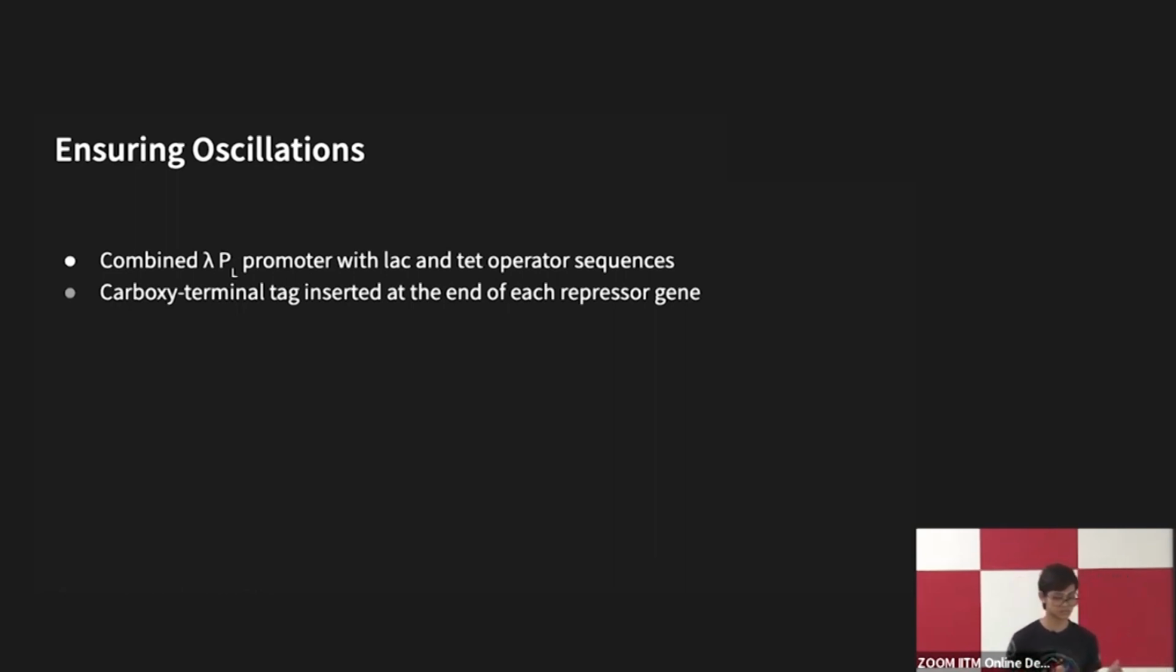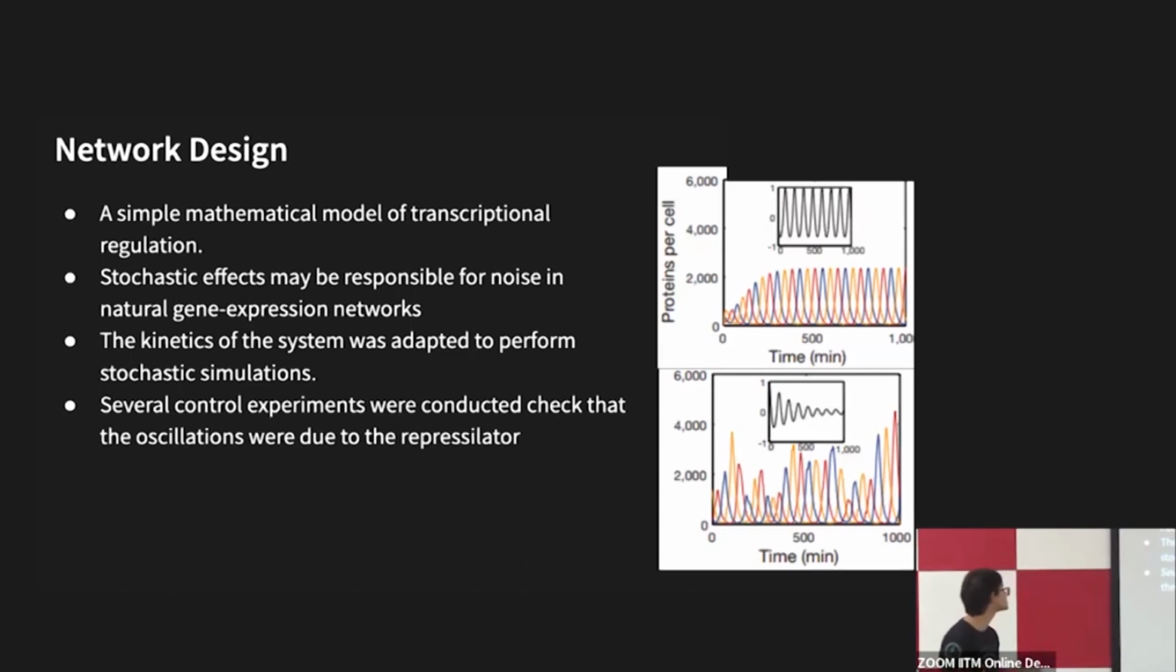Adding this carboxy terminal tag reduced the half-life of the repressor proteins themselves. And we mentioned before, in favoring oscillations, that we want comparable mRNA and protein decay rates. The current mRNA decay rate in E. coli is approximately 2 to 8 minutes, and the addition of this carboxy terminal tag brings the protein half-life to a comparable standard.